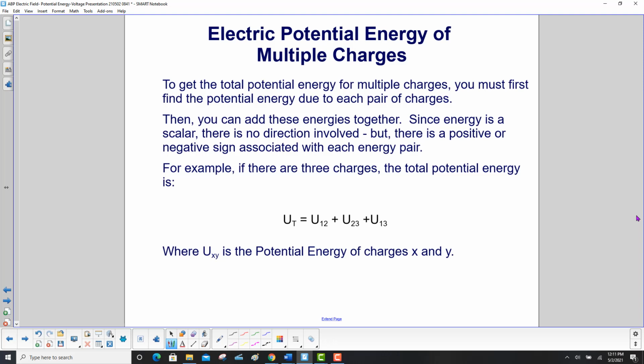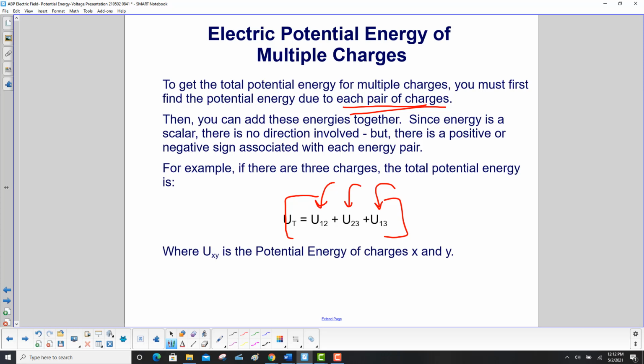To get the total potential energy for multiple charges, you must first find the potential energy due to each pair of charges. Then you can add the energies together. Since energy is a scalar, there is no direction involved, but there is a positive or negative sign associated with each energy pair. For example, if you have three charges, the total potential energy is potential energy between 1 and 2, potential energy between 2 and 3, and then the potential energy between 1 and 3.